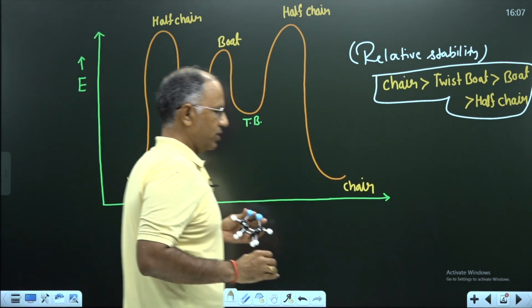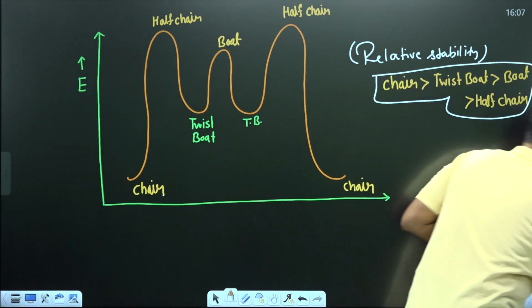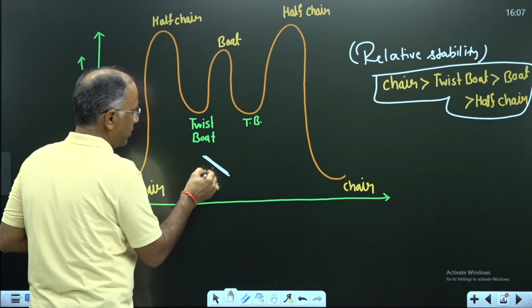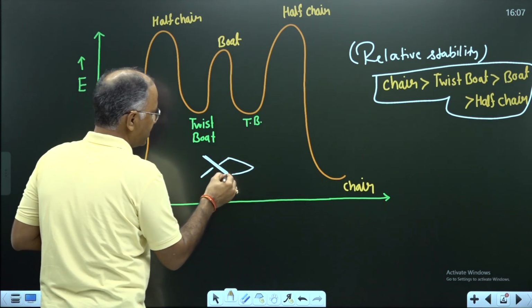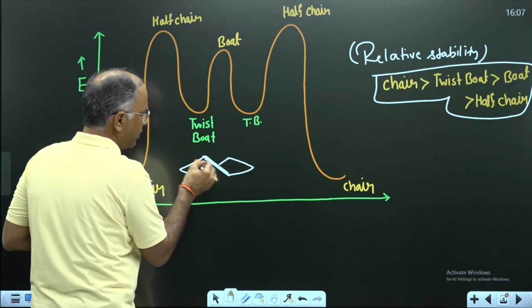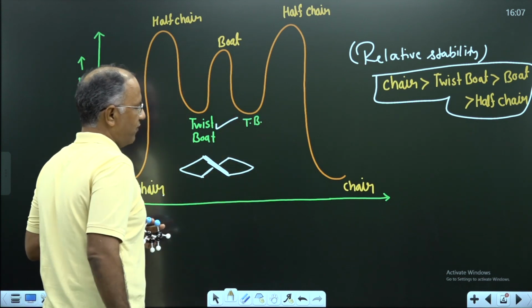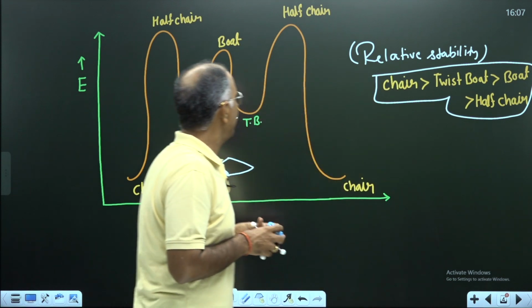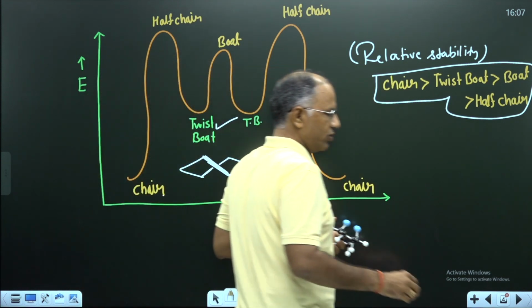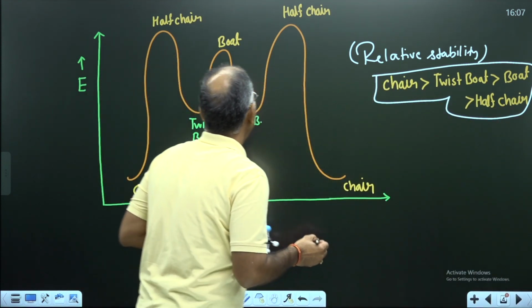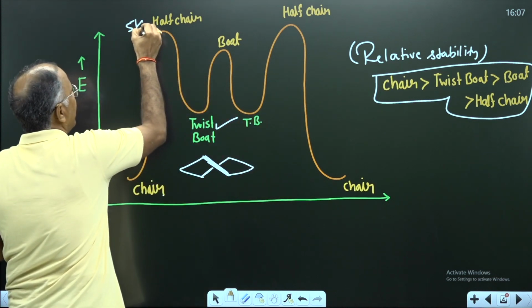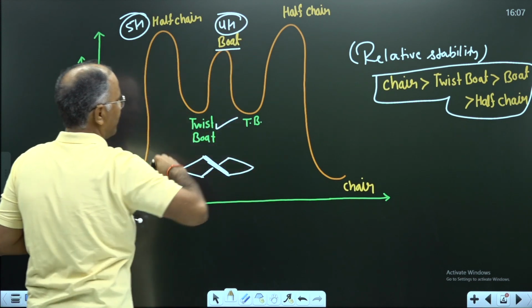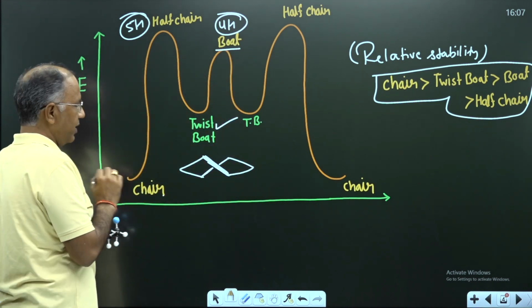Now what is the twist boat and how to draw it? Let me explain twist boat. This is the structure of twist boat. Now why is twist boat more stable? If we check stability, in half chair, how many hydrogens are eclipsing? I already explained, in half chair 5 hydrogens are eclipsing. In boat, 4 hydrogens are eclipsing. In chair, all are staggered, no eclipsing.